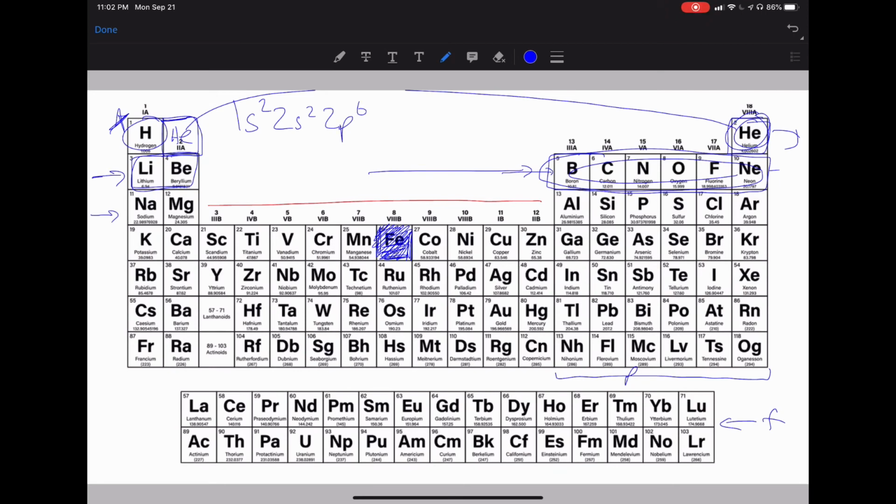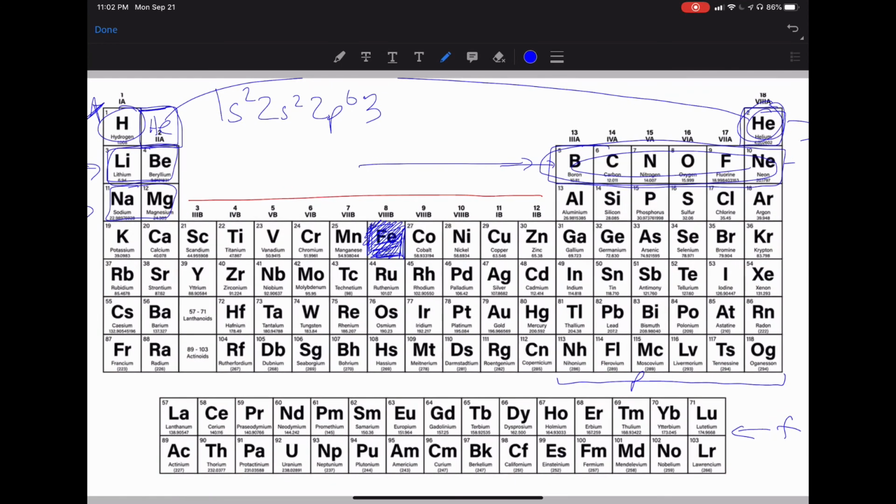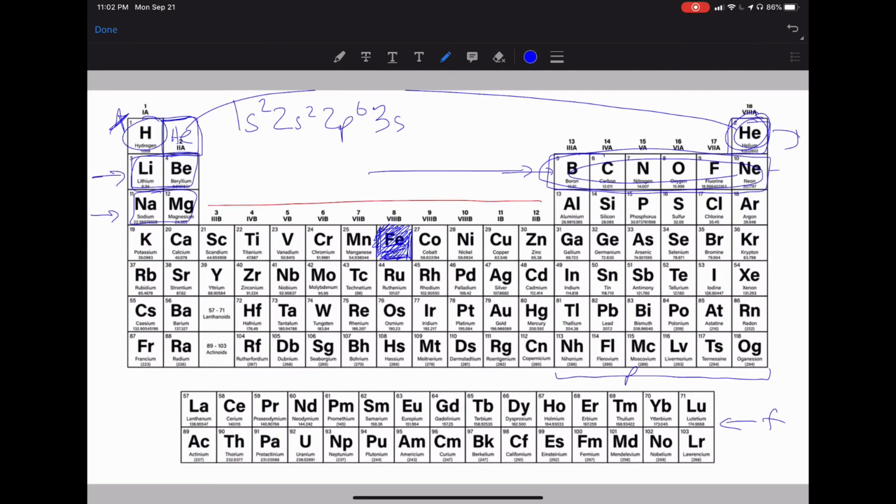Then we come over to level 3. This is the S block, and there are 2 of them there, so 3s2. And then we keep on going. Now we're still on level 3, but we've moved over into the P block. So 3p, and again it's 6. We're doing the whole thing because we haven't gotten to iron yet. So 3p6. Keep on going.